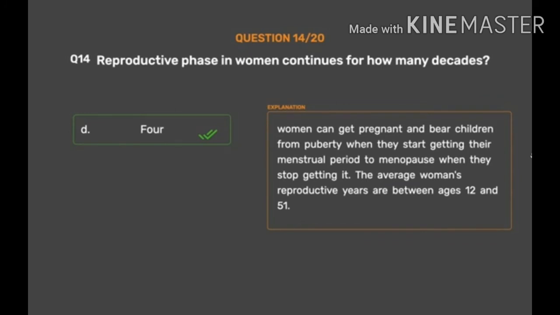Women can get pregnant and bear children from puberty when they start getting their menstrual period to menopause when they stop getting it. The average woman's reproductive years are between ages 12 and 51.